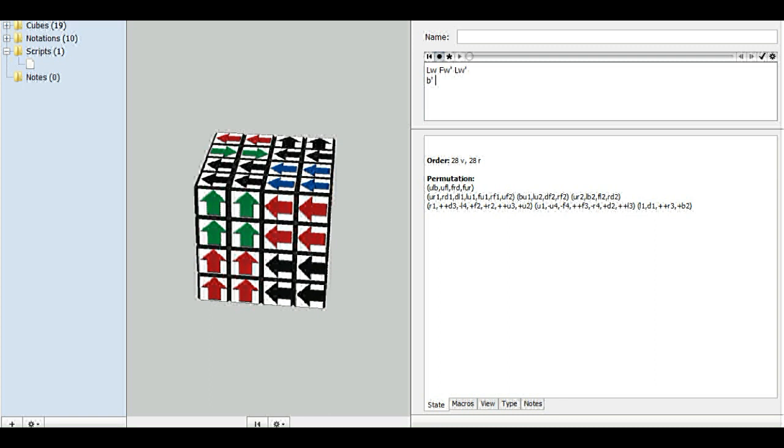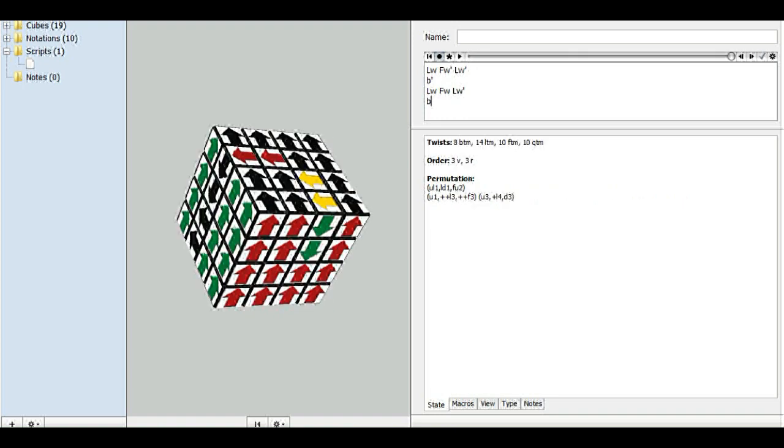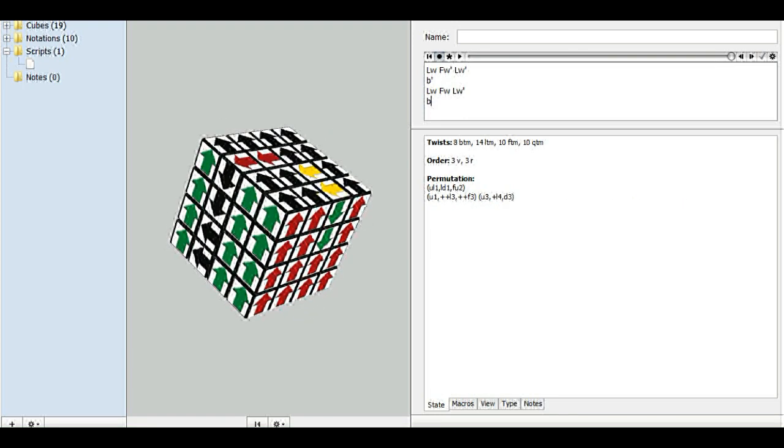So let me write it like this. So this is x, this is y, this is x inverse, and then this is y inverse. When I do that, then I have a 3 cycle of the pieces that were isolated in that slice, which I term with y.